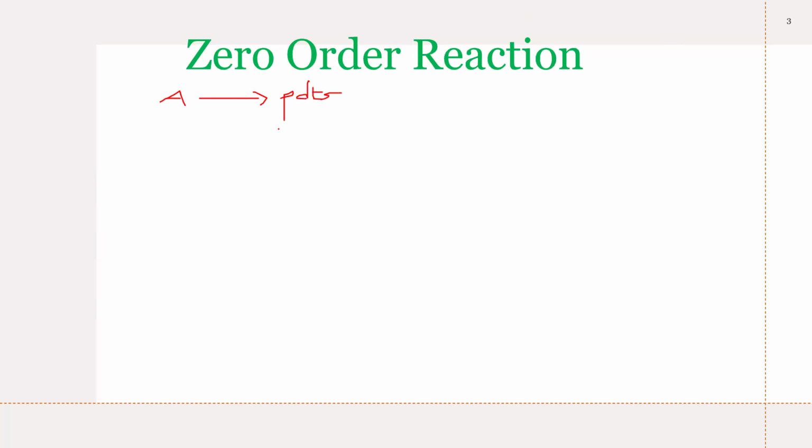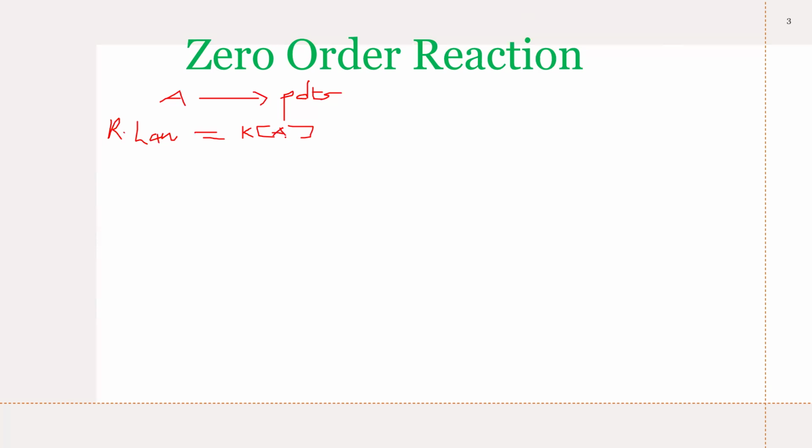Now, what we need to do is write the rate law for A and also the rate of reaction for A. So to write the rate law for A, then what are we going to get? We are going to get the rate constant K and also the concentration of what? Of A.